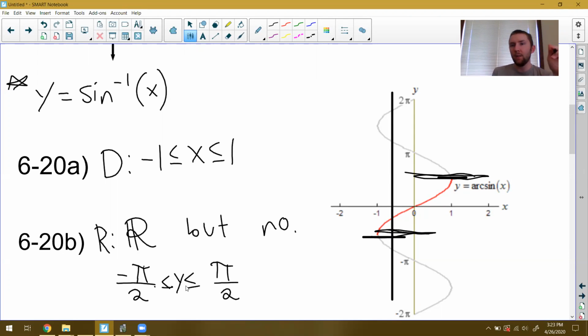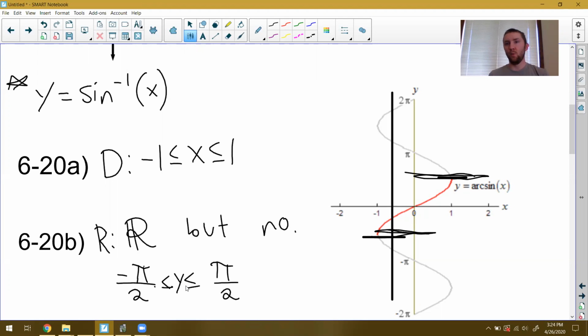So when your calculator gives you an answer, it will always give you an answer that's between negative pi over 2 and positive pi over 2, because it has to, otherwise it freaks out that it's not a function and this is going to repeat answers over and over again. So your calculator is always going to give you one answer when you put in sine inverse of whatever.